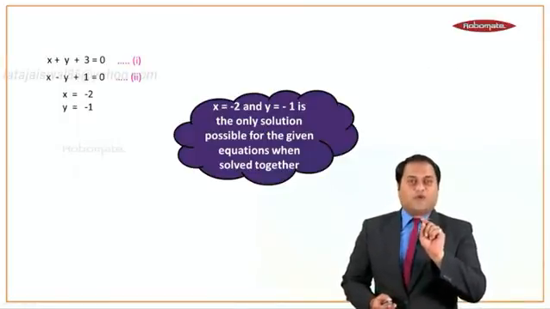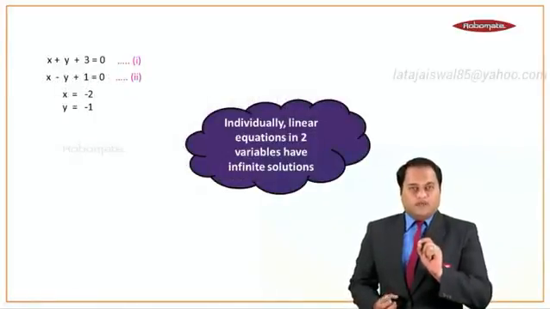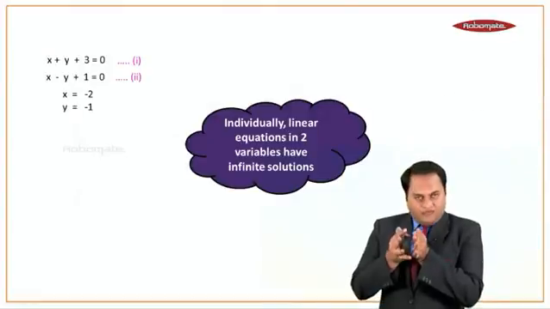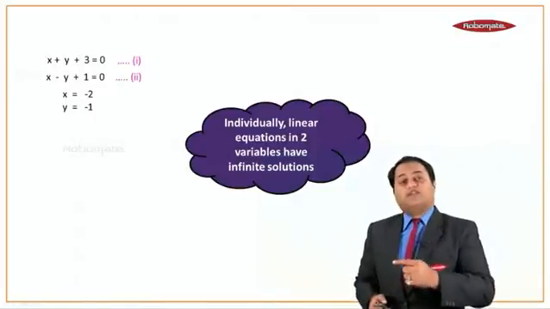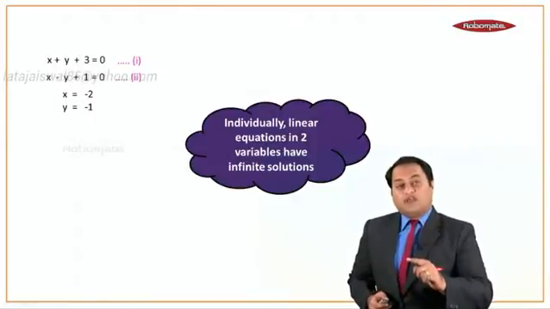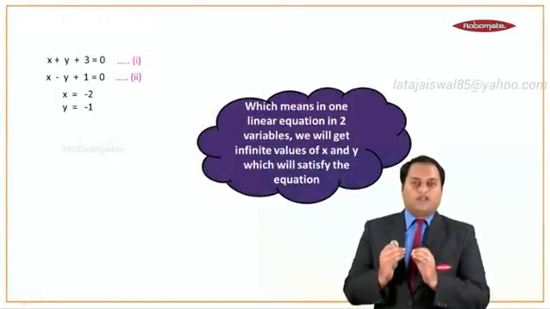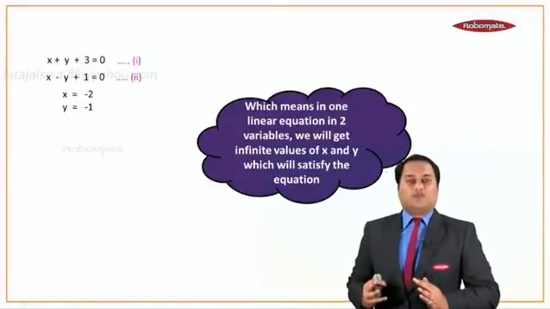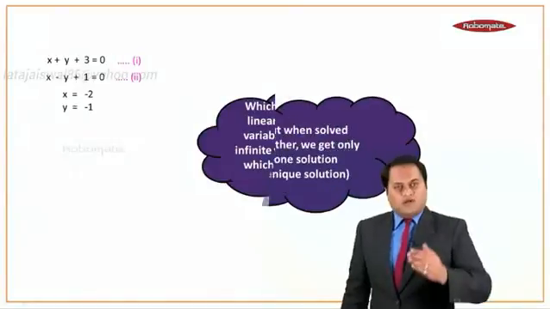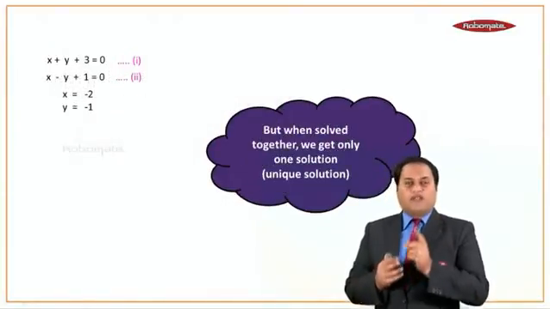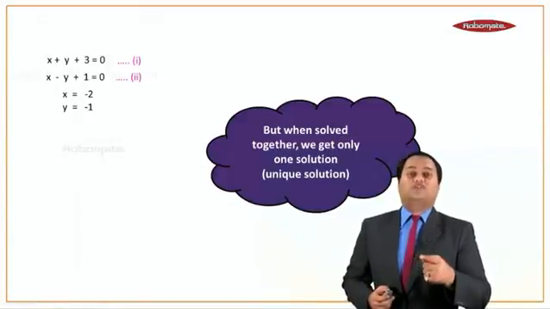Now remember, this is a very important concept of linear equations in two variables. When we solve a linear equation in two variables separately or individually, it will have infinite solutions. Now when we say infinite solutions, what does it mean? It means that for a linear equation in two variables, we will get infinite values of y and infinite values of x which will satisfy the equation. But when we solve them together, we get one and only one solution that would satisfy both the equations. We call it a unique solution.